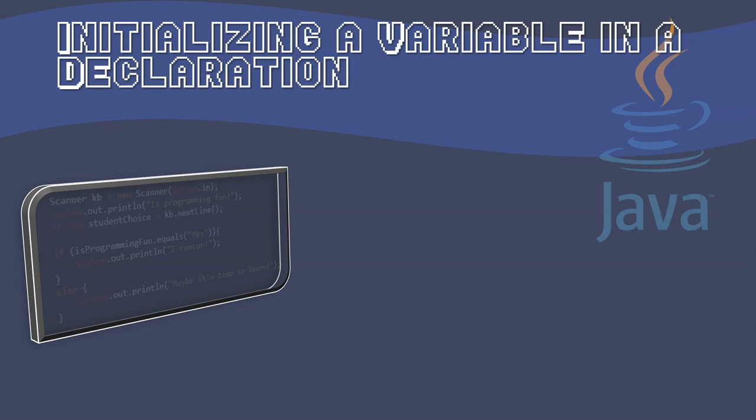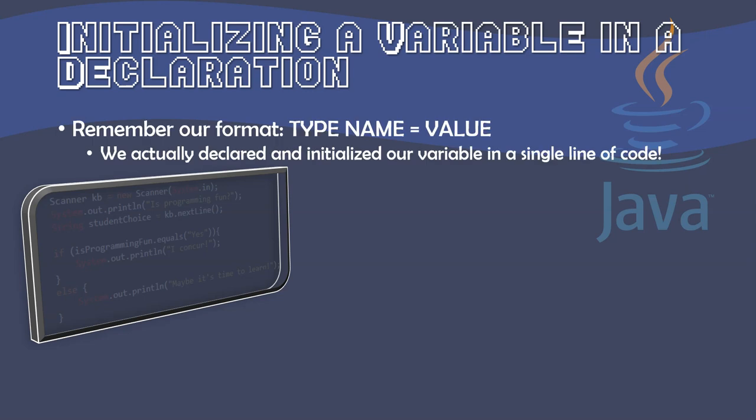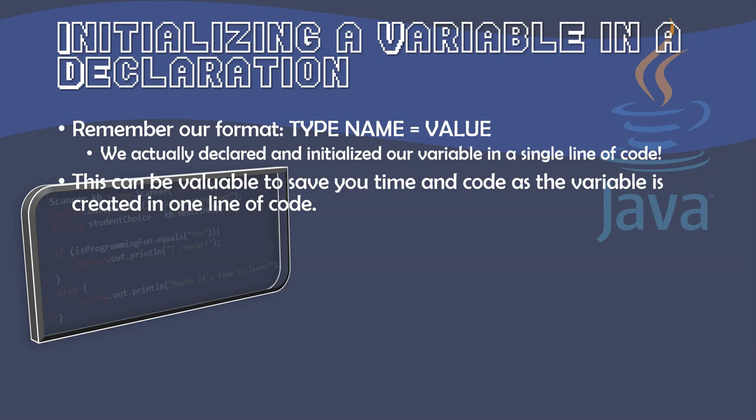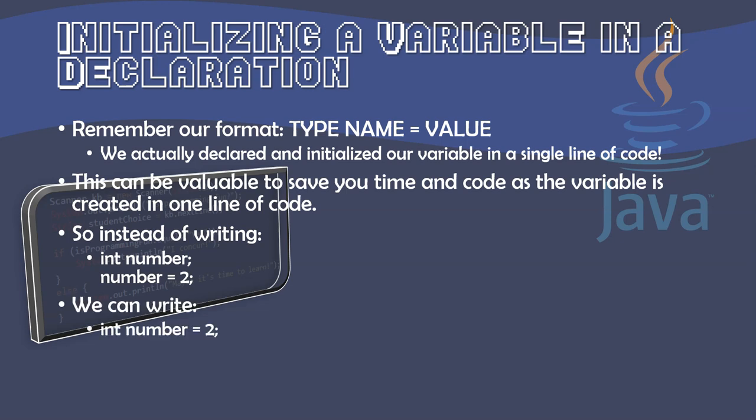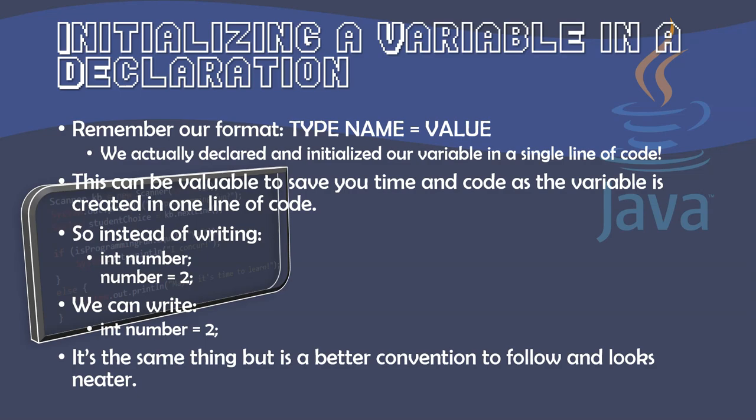Now, we can initialize within a declaration. We can see some of this already coming, how we can roll all this together in one line. Remember our format, type name equals value. If we follow this format, we're actually declaring and initializing our variable in a single line of code, which is really helpful. This is highly valuable to save us time and code as the variable is created within a single line. So instead of writing int number, semicolon, number equals 2, semicolon, we can instead write int number equals 2. This is nothing really strange, but it's a nice reinforcement to show us that this is a good practice for us to follow.